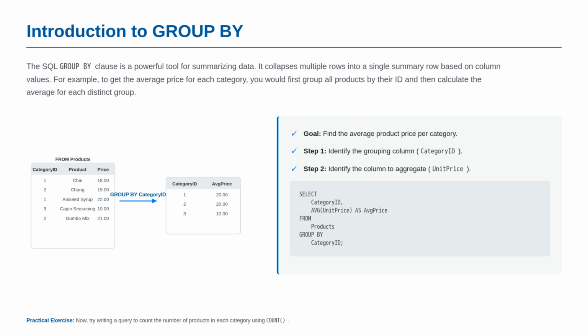Let's revisit our product category problem. To get the average price for each category, we would select the CategoryID and the average UnitPrice. Then, crucially, we add GROUP BY CategoryID at the end. SQL will first group all products by their CategoryID and then calculate the average price for each of those groups, giving us a neat summary table.